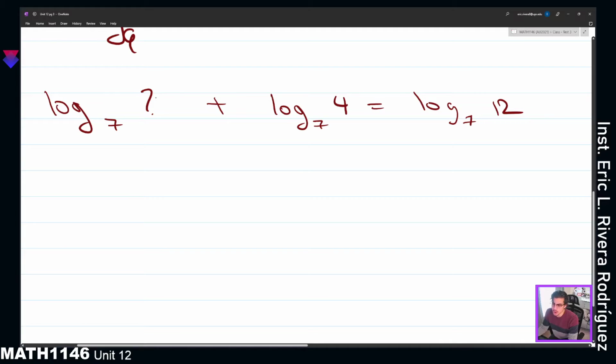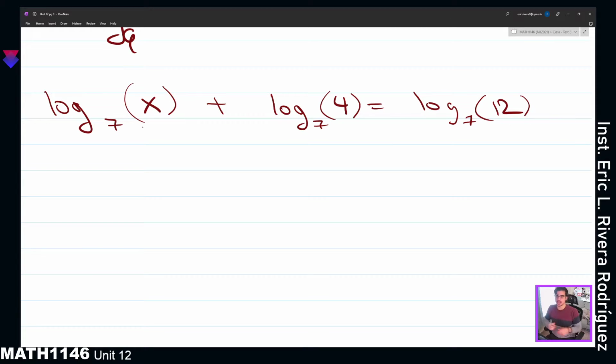So we do not know the argument of the first logarithmic function. So what I'm going to do is use a variable. Using a variable allows me to work algebraically here without knowing that exact value.